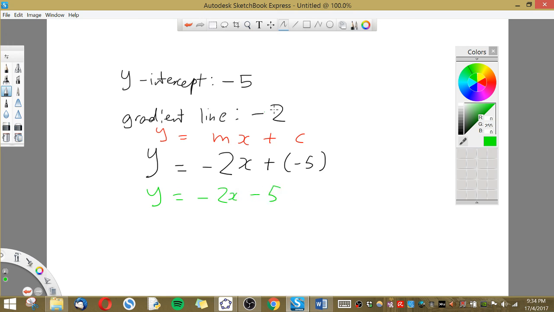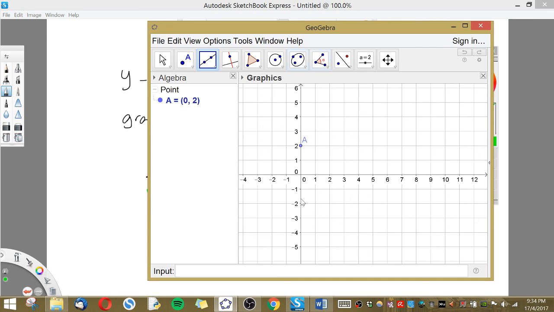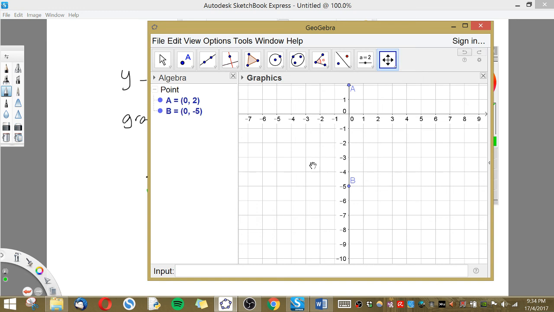So this is the equation of a line. How does it look visually? Let's try and find out. First thing I know is that the y-intercept was at -5, so let's just put a point here. And the gradient was -2. So how would a gradient of -2 look? The line would be going this way.